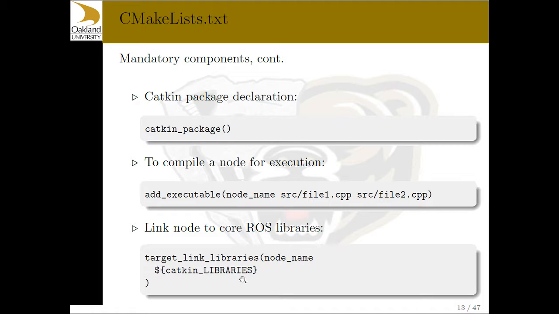Basically, the catkin libraries contain all of the core ROS components, so everything that allows us to publish messages, subscribe to messages, and advertise services. All the core ROS components are inside the catkin libraries. So if you forget to put this in here, you'll get a lot of errors saying it doesn't know what ROS is, because you're not linking against the libraries properly. So that's what this last line does.